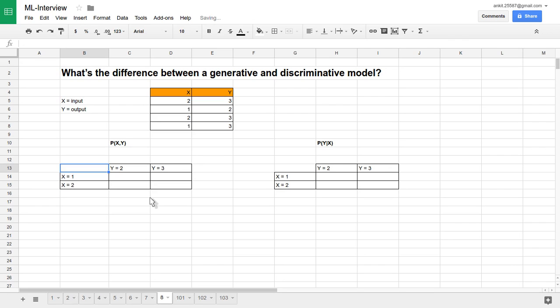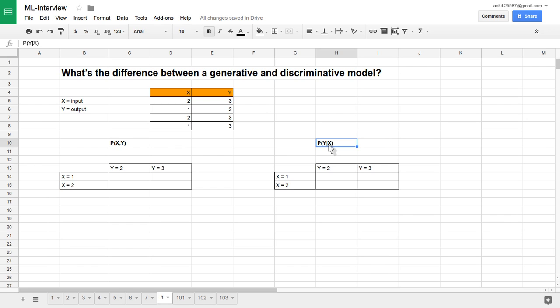So in this tutorial we are going to see what is the difference between a generative and a discriminative model, of statistics based or machine learning based. To understand this concept of generative and discriminative model, I have listed a couple of XY pair values, and from that we are trying to find the joint probability distribution of that particular data, probability of x comma y, and another is the conditional probability p of y given x.